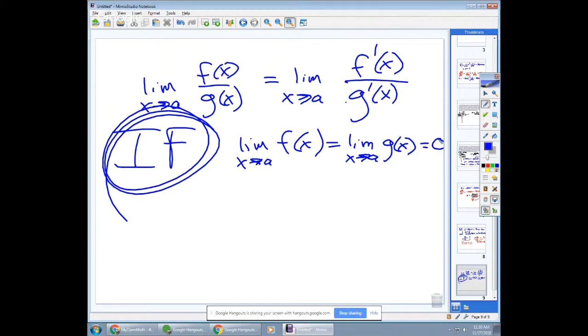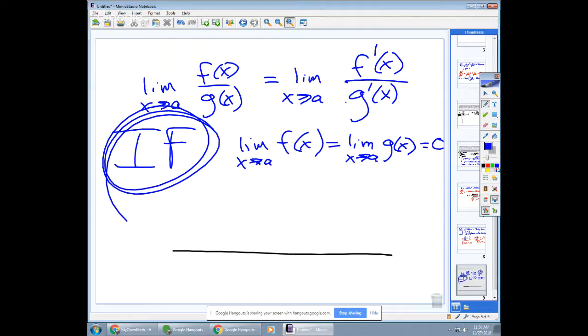L'Hôpital noticed that if it is 0 over 0, which is a problem, the slope functions, they have the same quotient in the limit as the original function. Okay? And if you think about it graphically, it's pretty darn obvious.